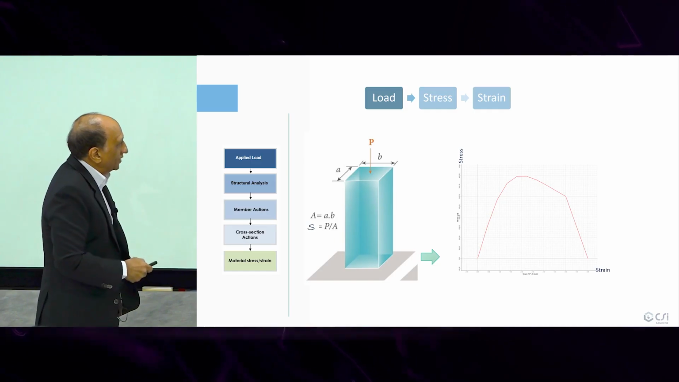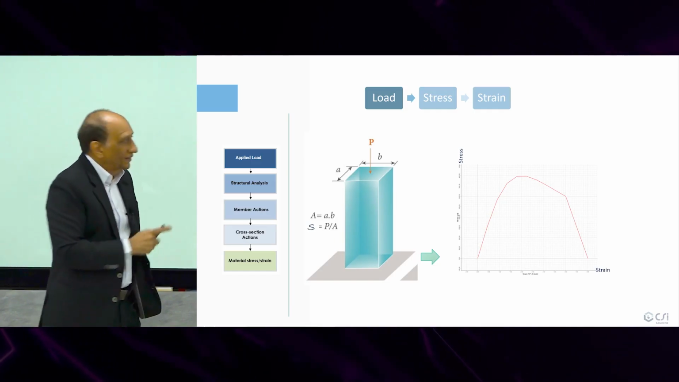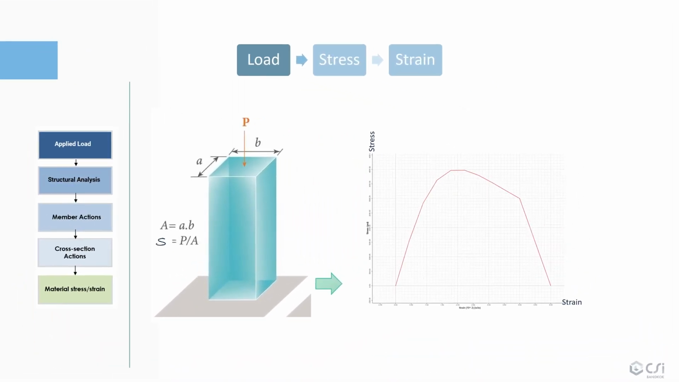So let's go to the second one. This is very interesting: load to stress to strain path. We think traditionally that if you know the load or the force, you can calculate the stress, and from the constitutive law, you can calculate the strain. This seems obvious, and that's what working stress design has been, and all of the design in the past has been like that. But let's see what happens.